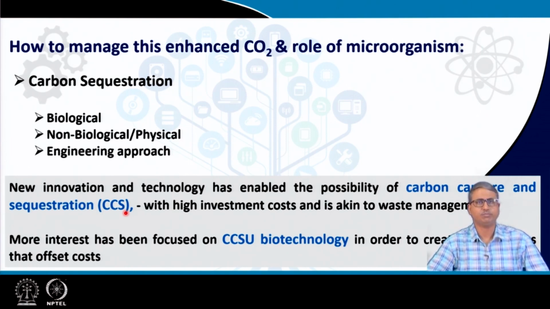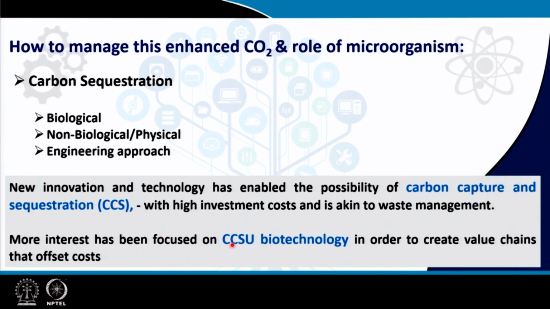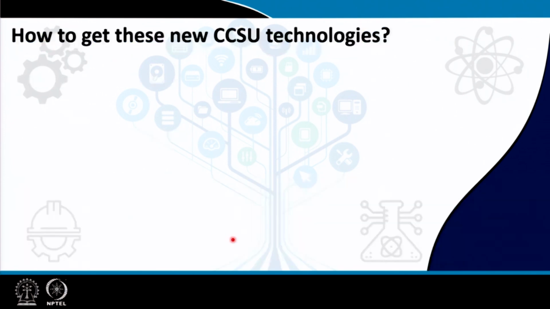Now, U comes because of the utilization part. So, carbon capture and sequestration, CCS, and then utilization. So, it is not only sequestering the carbon, but also converting the sequestered carbon into some form which is useful for humankind or for our industrial or other purposes. So, there biotechnology plays a big role, and that actually is considered to be creating a value chain from the carbon which is being captured.